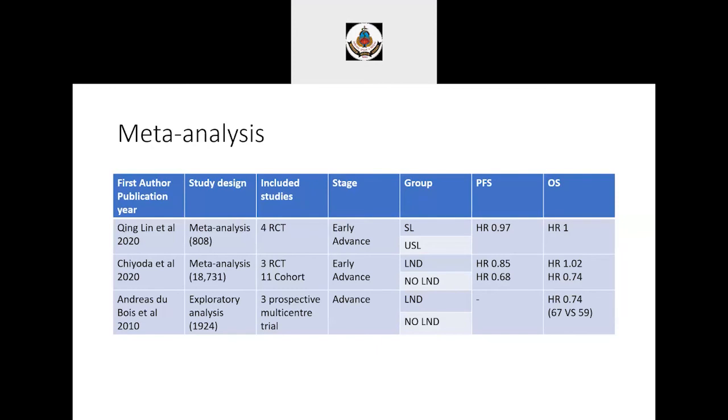Yes, sir. He is actually not clearly comparing lymph node dissection with no lymph node dissection, but he is comparing lymph node dissection with sampling also. Because of the 3 RCTs, 2 RCTs are sampling versus lymphadenectomy. So how is sampling going to affect the overall result?